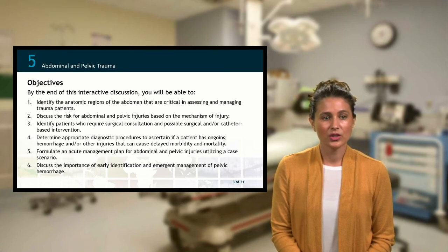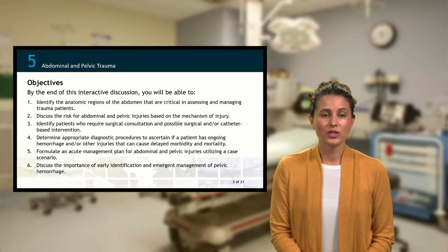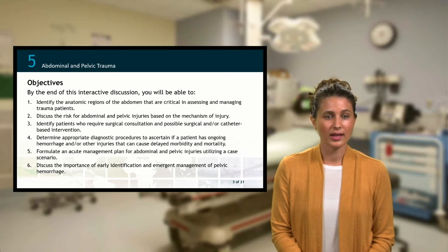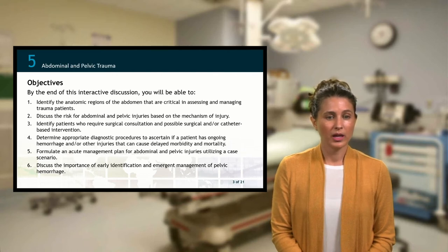So at the end of this discussion, we will identify the anatomic regions of the abdomen that are critical in assessing and managing trauma patients, discuss the risk for abdominal and pelvic injuries based on mechanism, identify patients who require surgical consultation and possible surgical or catheter-based intervention, determine appropriate diagnostic procedures to ascertain if a patient has ongoing hemorrhage or other injuries that can cause delayed morbidity and/or mortality, formulate an acute management plan for abdominal and pelvic injuries utilizing this case scenario, and discuss the importance of early identification and emergent management of pelvic hemorrhage.